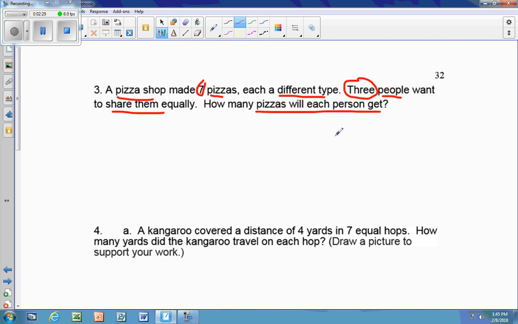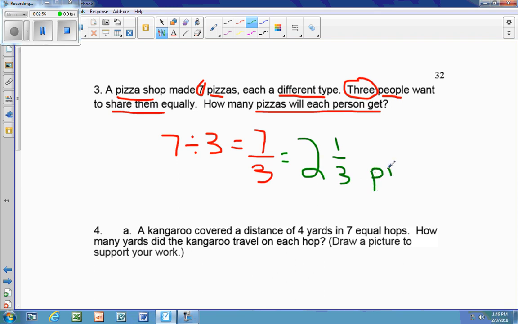So you ask yourself, am I splitting up the pizzas or am I splitting up the people? Well, I'm splitting up the pizzas. So that's first, and I do 7 divided by 3, and I end up getting 7/3. I notice that it's improper because I can't have a numerator that's bigger than the denominator. So 7 divided by 3, it goes in 2 times. There's 1 left over, and the denominator stays the same. And I have to make sure that I write pizzas because I need a label for it.